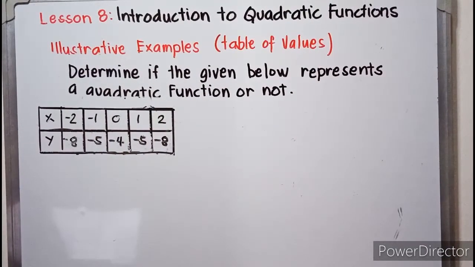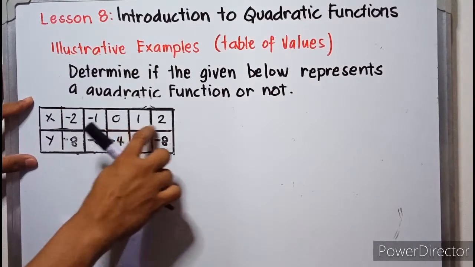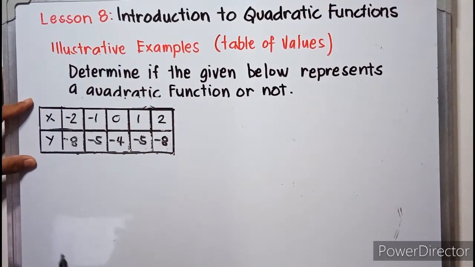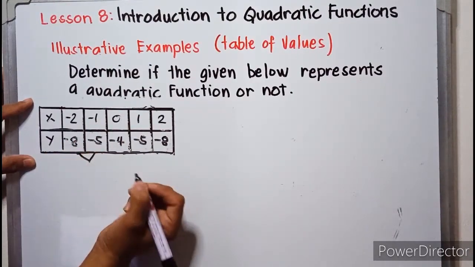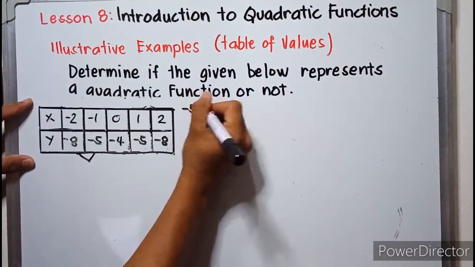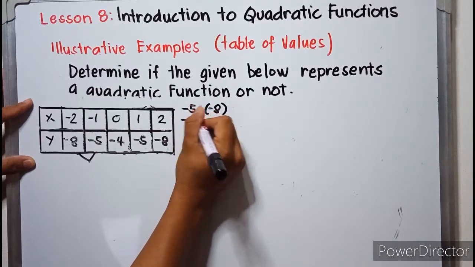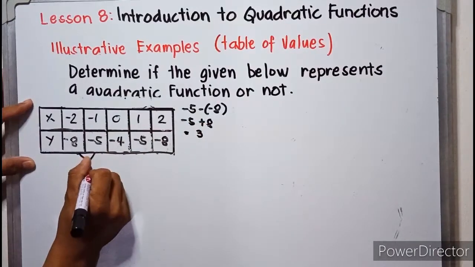Another example for table of values. So again, determine if the given below represents quadratic function or not. So katulad ng ginawa kanina, so let's inspect our interval for x. So we have negative 2, negative 1, 0, 1, 2. So we have constant. The interval is 1. How about for the first difference in y? So we have negative 5 minus negative 8. So we'll have negative 5 plus 8. The answer is 3.